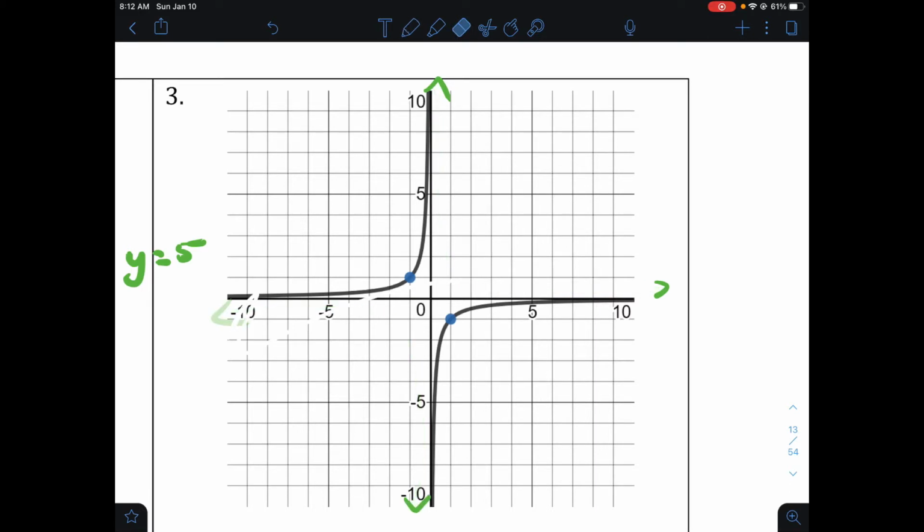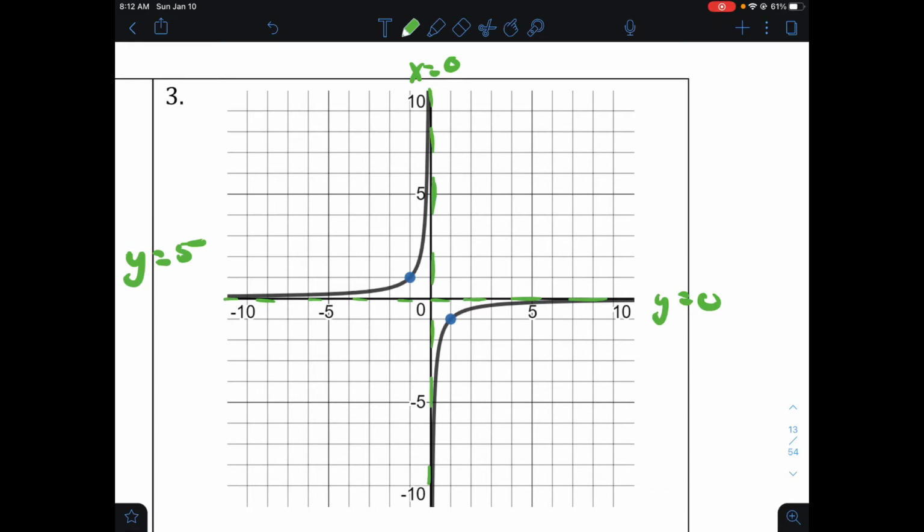So first, let's go ahead and figure out if we had any vertical or horizontal shifts. Our horizontal asymptote is at y equals 0. So that tells us we actually didn't shift up and down at all. Our vertical asymptote is at x equals 0. So that tells us then that there is no right-left shift.